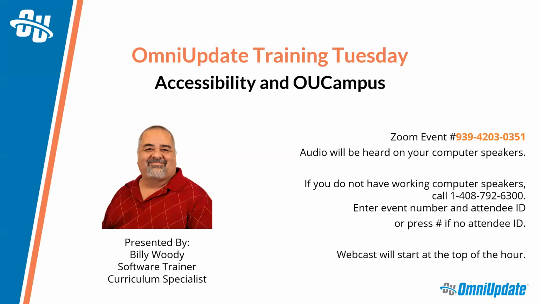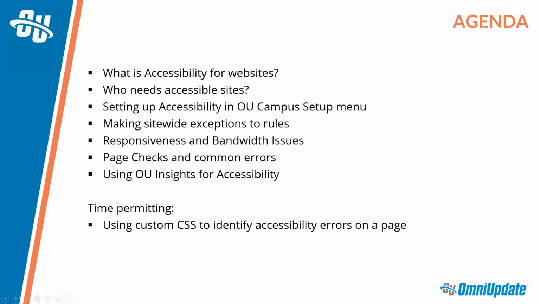So to start out with, our agenda for today is, of course, what is accessibility for websites? Who needs accessible websites? Setting up accessibility in the OU Campus setup menu, making site-wide exceptions to rules, responsiveness and bandwidth issues, page checks and common errors, using OU Insights for accessibility, and time permitting, I'm going to go over some custom CSS that helps identify accessibility errors on a page.